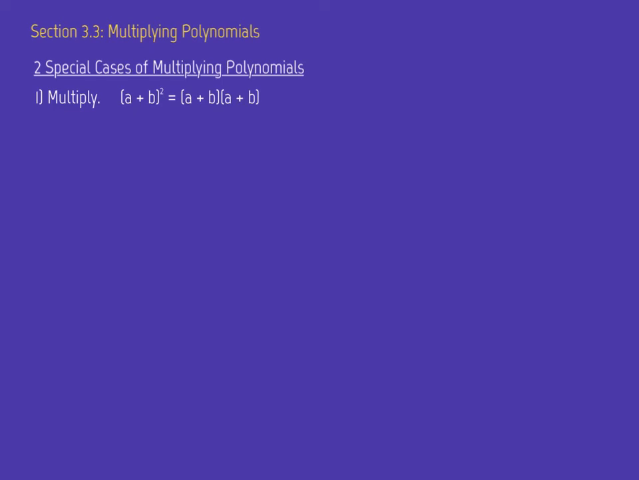This is a great example of two binomials being multiplied together, which means we can use any of the strategies that we learned previously in this lesson. Go ahead, pause the video, and see what you get when you do this multiplication. Hopefully, you got a squared plus 2ab plus b squared. This actually has a special name. That's why it's a special case of multiplying polynomials. This is called a perfect square trinomial.